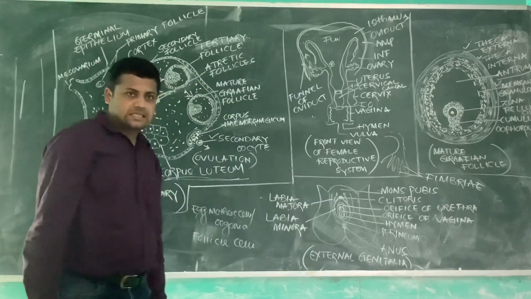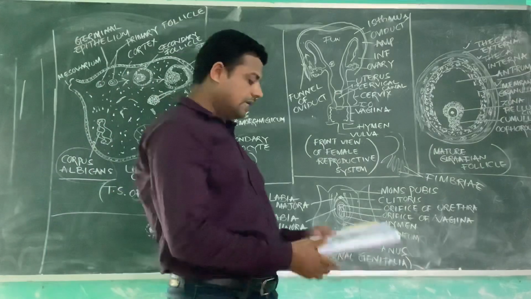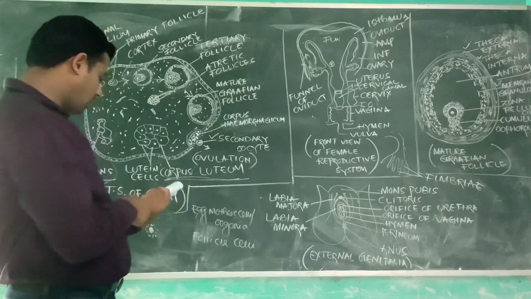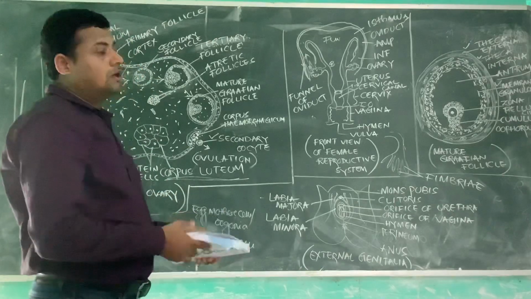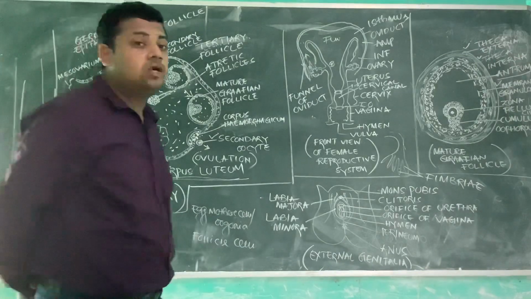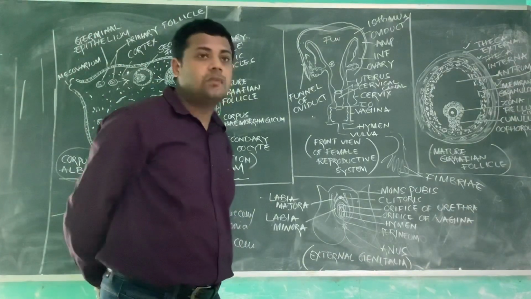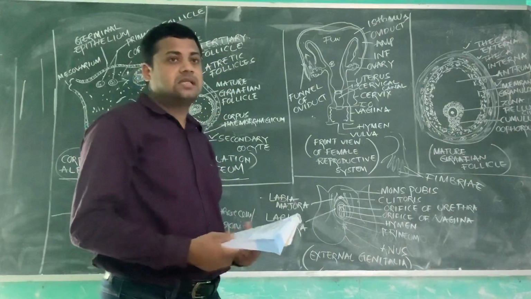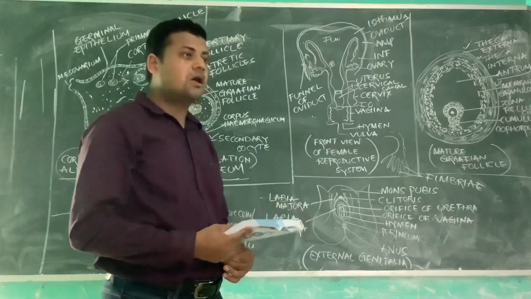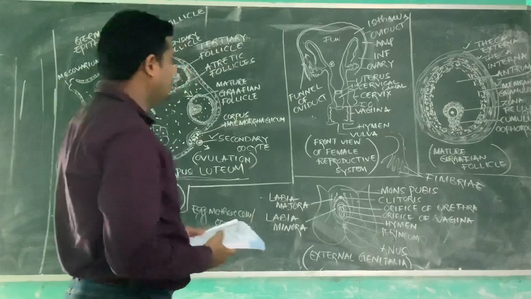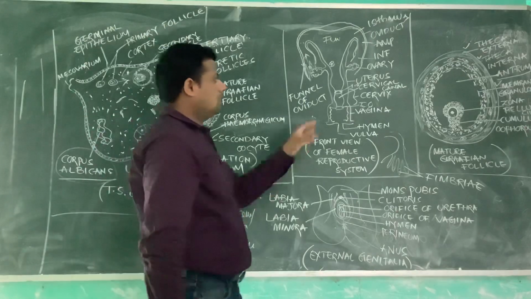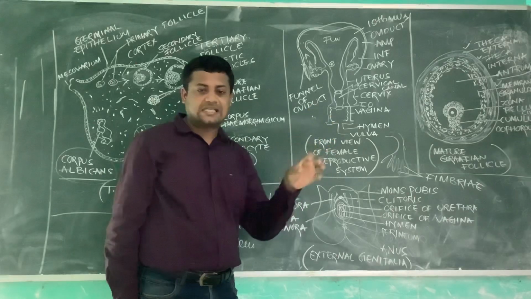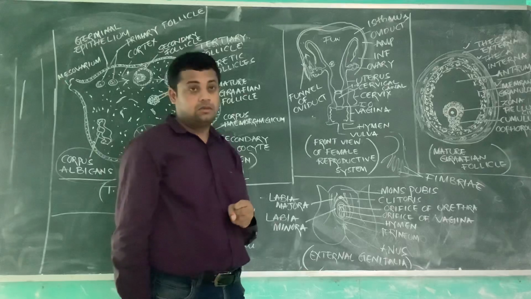The wall of the uterus is formed of three layers. The innermost is called the endometrium. The endometrium is the innermost layer of the uterus. The middle is called the myometrium, and the outermost is the parietal peritoneum or perimetrium. The endometrium, the innermost layer of the uterus, provides the surface for implantation of the embryo.